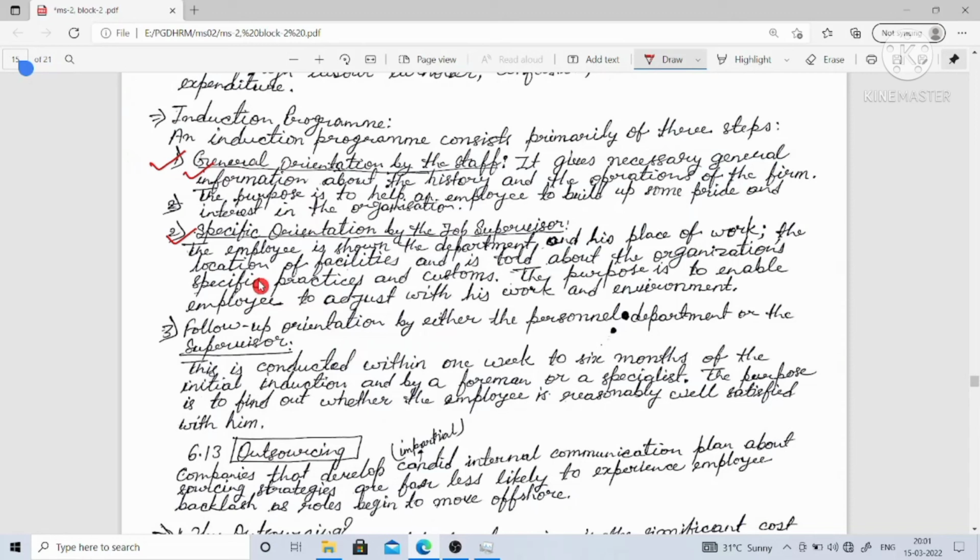Third, follow-up orientation by either the human resource department or personnel department or supervisor. This is conducted within 1 week to 6 months of the initial induction and by a foreman or a specialist. The purpose of the follow-up orientation is to find out whether the employee is reasonably well satisfied, that is, whether the employee is able to understand the job and the organization in a better way or not. So it may take around 1 week to 6 months.